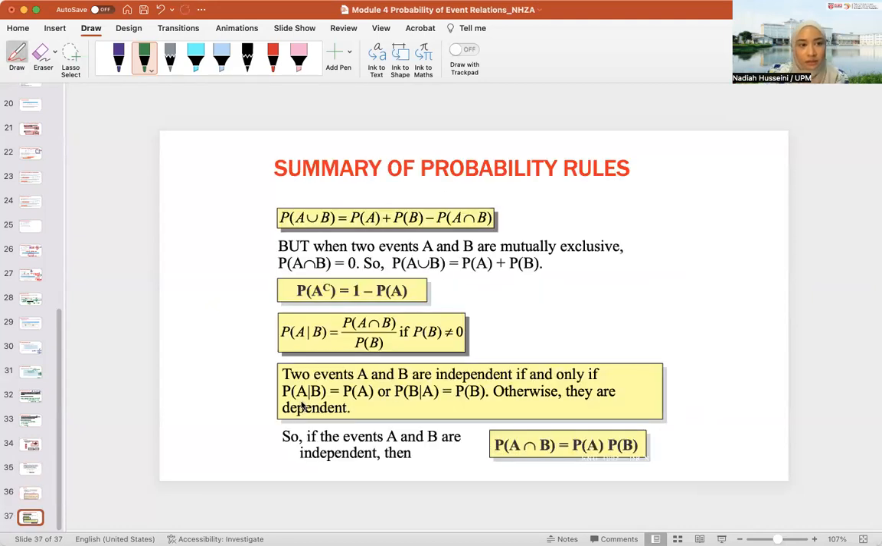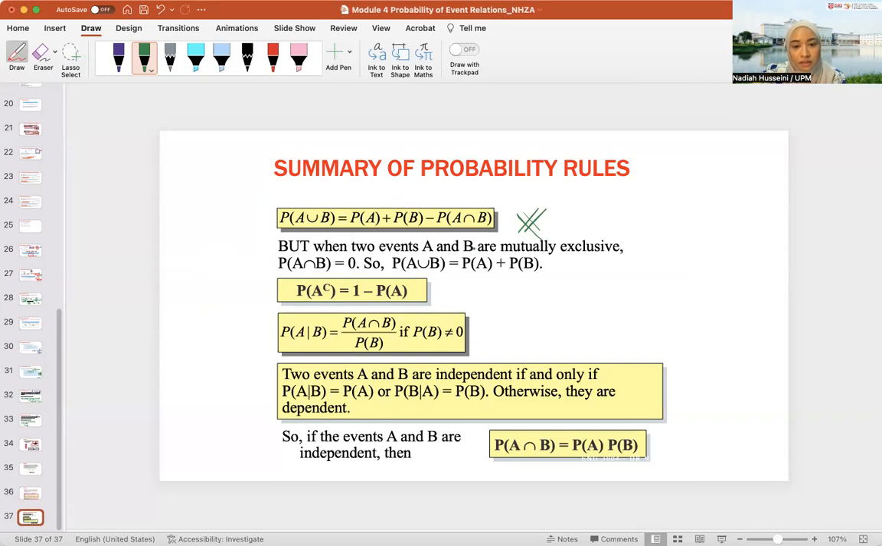And finally, let's summarize what we have learned for this module. So the summary for probability rules: when we're talking about the probability of A or B, or you can say probability of A union with B, it is equal to probability of A plus probability of B minus probability of A intersect with B. I don't know if you guys still remember this. Very, very important equation. You need to remember it.